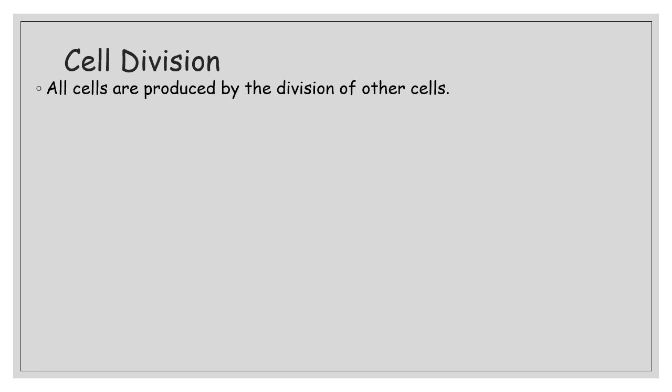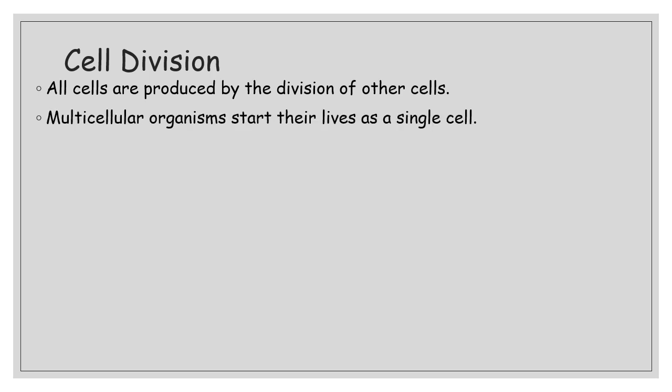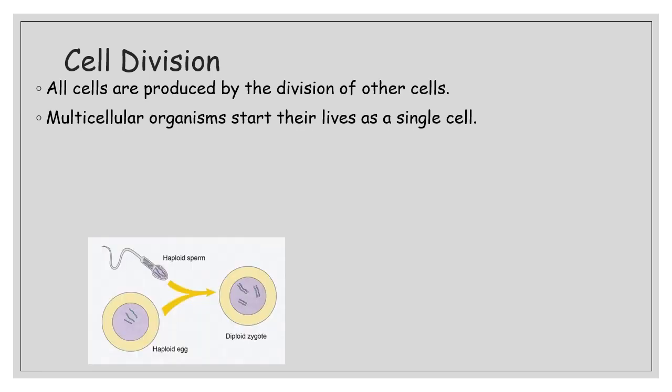So when we're thinking about producing new cells, that comes about through cell division. All cells are produced by the division of other cells, so one cell becoming two. Multicellular organisms themselves start their lives as a single cell. That shouldn't be news to you, a fertilized egg. And we get that from a sperm and an egg in humans and mammals.